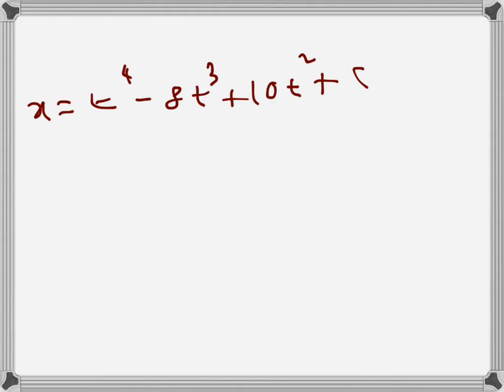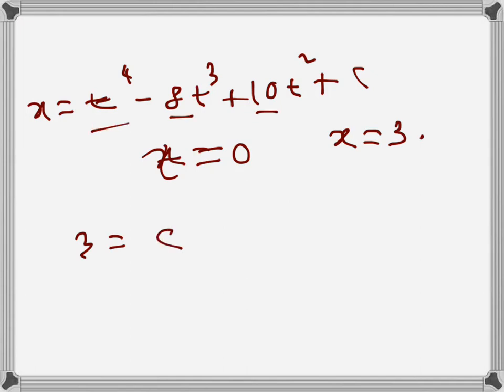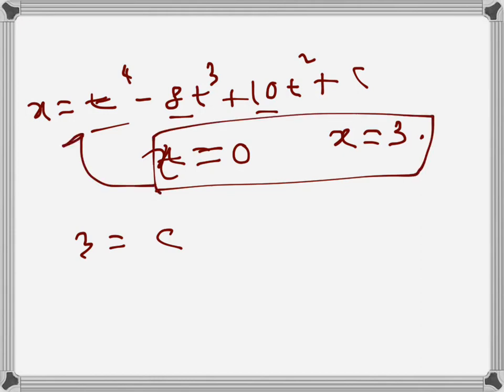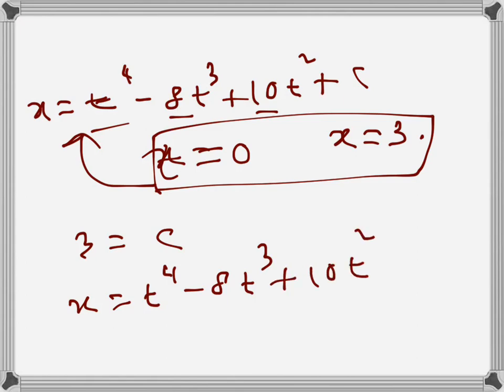That's the integration constant. Now the information we have been given is when t is equal to 0, x is equal to 3, because 3 centimeter to the right of the origin. So I will just plug in these values into this equation, so we get c is equal to 3. So our x becomes t to the power 4 minus 8t cube plus 10t square plus 3. It's the first part done.